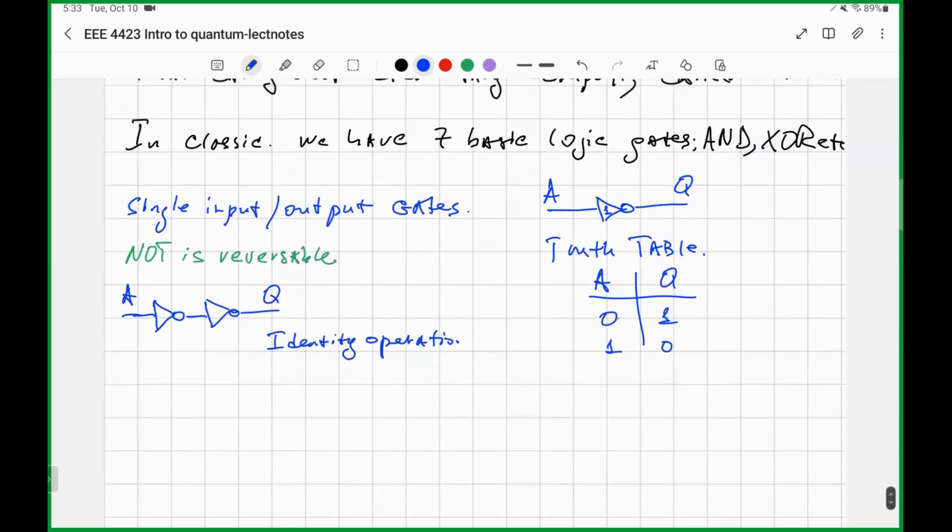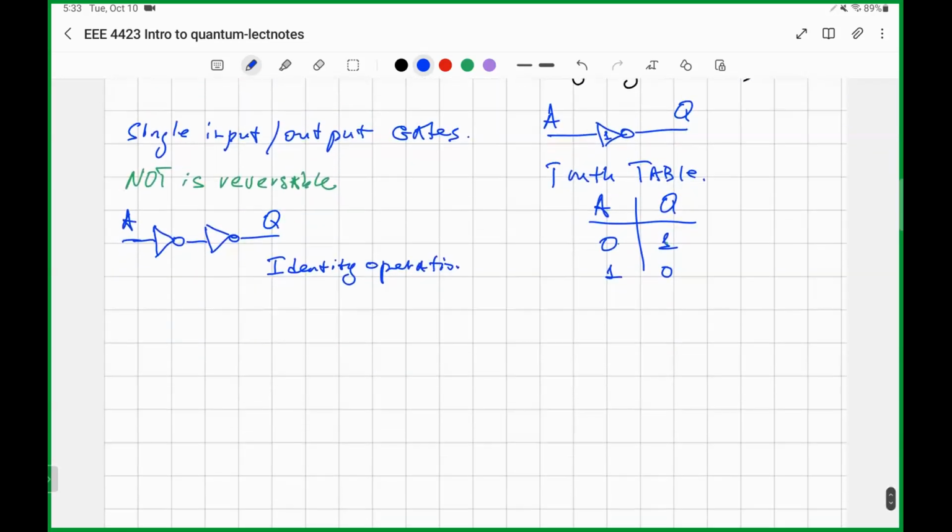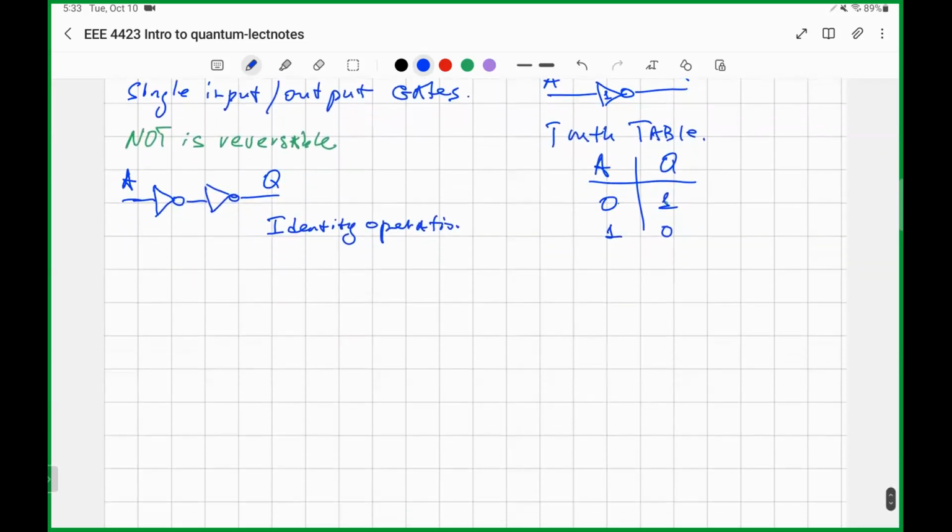That was a single input, single output gate. Another example is the 2 input, 1 output gate, for example, XOR.